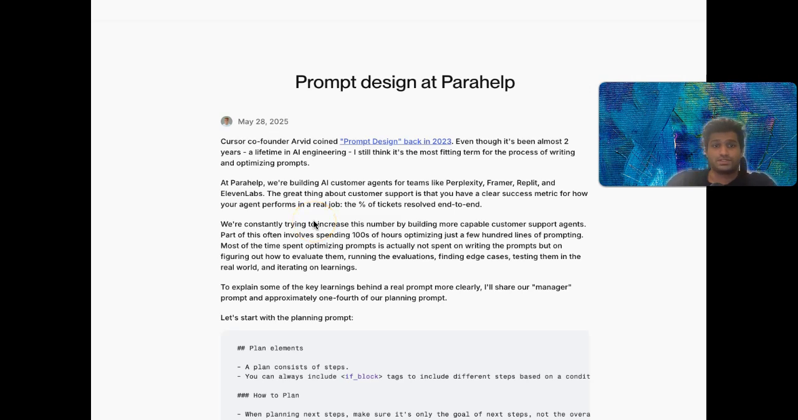So what does this all mean? Parahelp isn't just writing simple questions, they're designing sophisticated instruction sets, almost like mini programs for their AI, but in English. They use clear structures, define specific roles for their AIs, like a planner or a manager, and rely on conditional logic. It's this detailed system-level approach to prompt design, combined with tons of testing, that allowed them to build such capable AI customer support. It's a glimpse into the future of how complex AI systems will work.